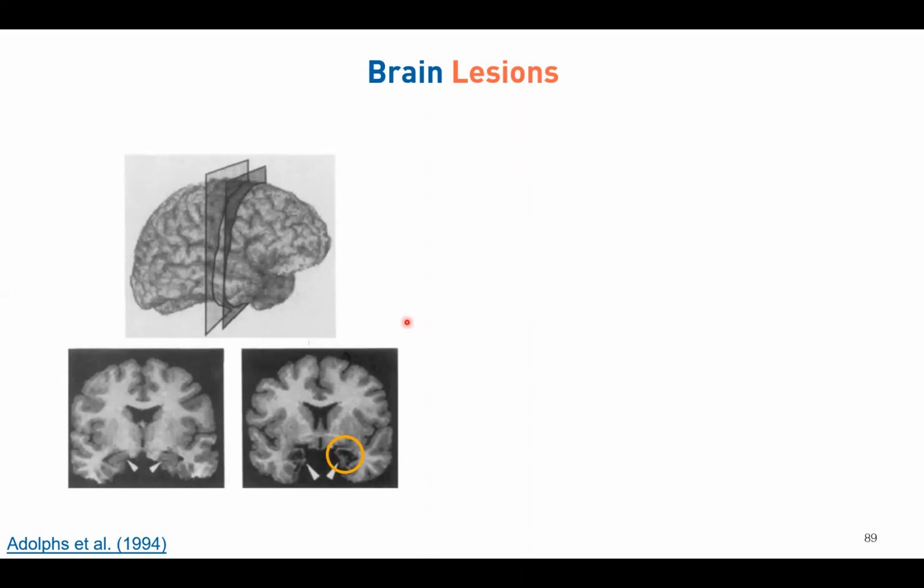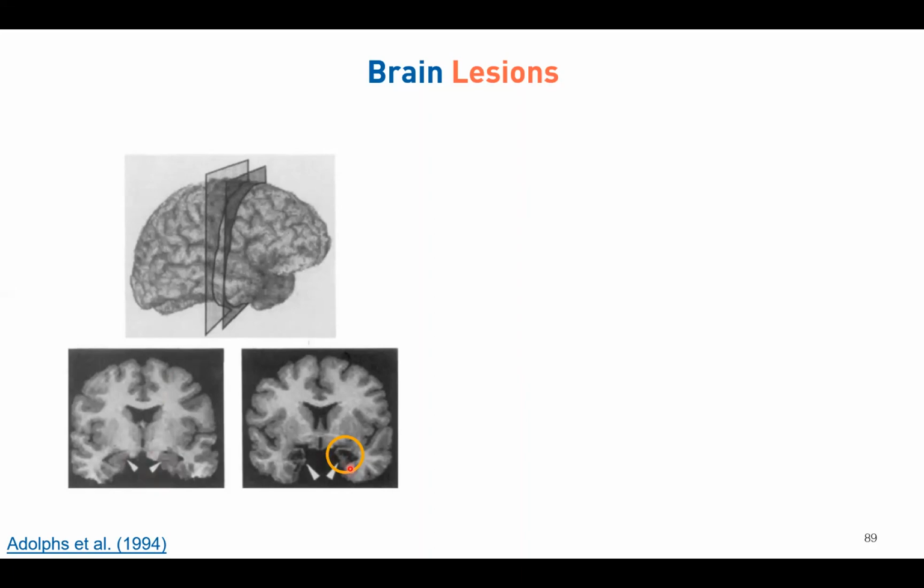You'll see here, this is the brain of a healthy participant. Here the white triangular shape points to the bilateral amygdala. So this is how the amygdala looks in the healthy participants. And here, this is how the patient's brain looks. The damage, the lesion of the bilateral amygdala, okay?